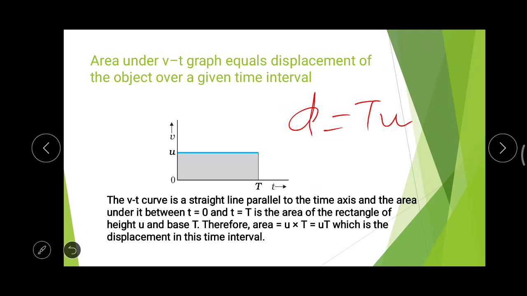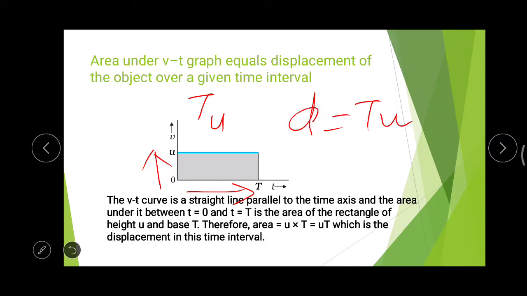Now here the graph is a straight line which is parallel to the x-axis. If you want to find the area under the graph, you know that it's a rectangle, so length into breadth will be the area of this rectangle. Here the length is 0 to t and the breadth is 0 to u, so the area is t into u.